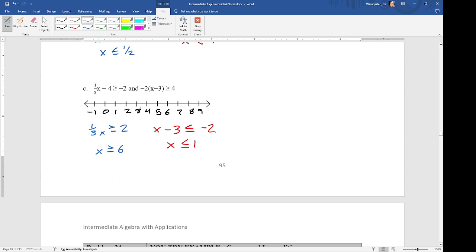So x is greater than or equal to 6. So we can do a solid dot, and it's greater than. x is less than or equal to 1. Solid dot on 1, and less than. So where's our overlap? There is none. Because there's no overlap, there is no solution. There is no solution in which both of those statements are true at the same time.